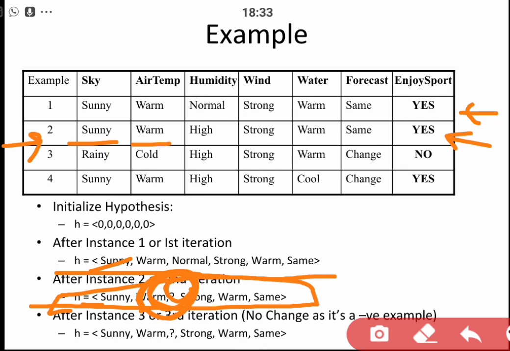But if we are replacing it with a question mark, that means whatever value is there for the humidity doesn't really matter, you are going to enjoy the sport on that day. Similarly, you need to go for the third training instance. Since it is a negative training instance, you will do nothing.